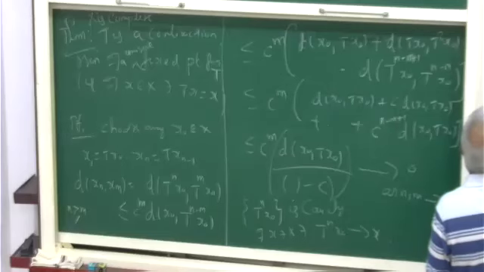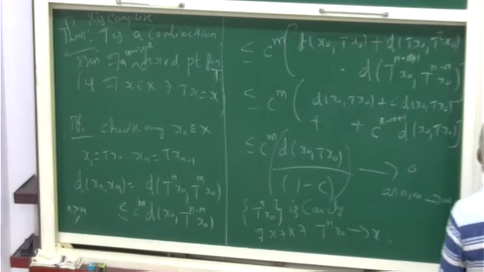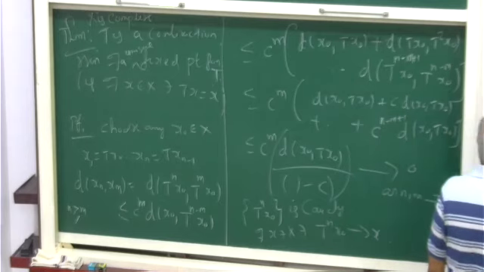Since T is continuous, this is equal to the limit of T of T to the power n x, which is just T to the power n plus 1 x, that is also equal to x. So T of x equals x. That gives existence.